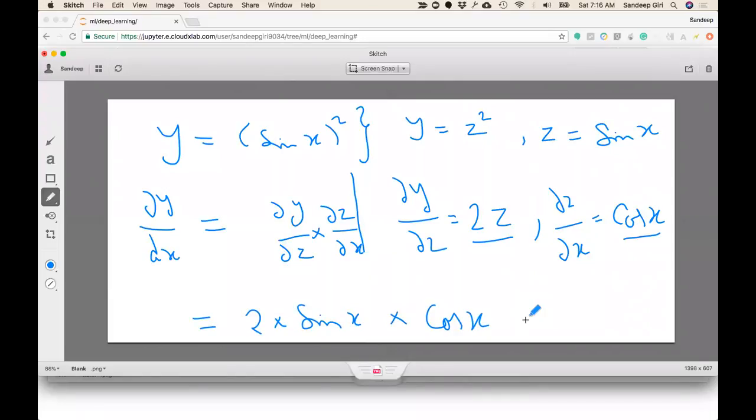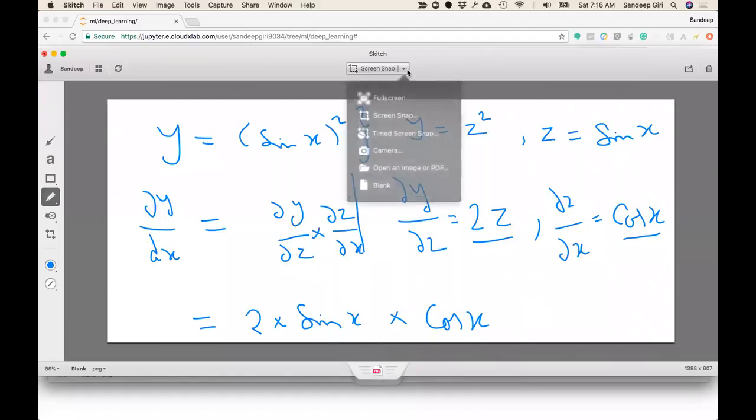So this is called the chain rule. Okay, so in very simple words, let's get back to the next level now.